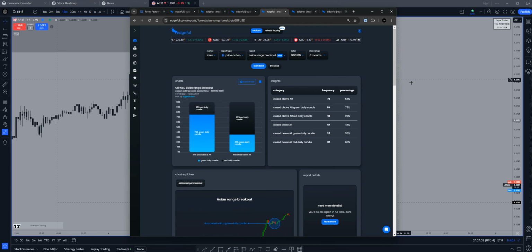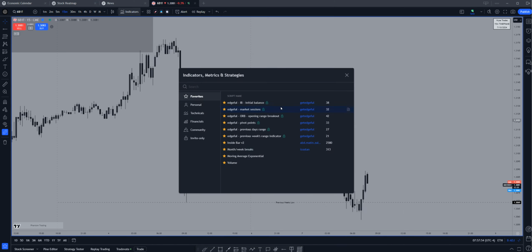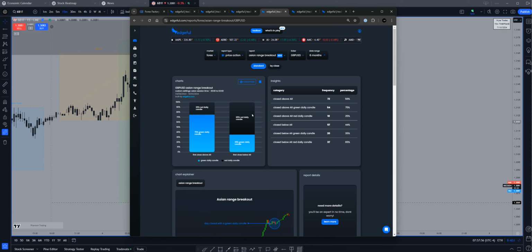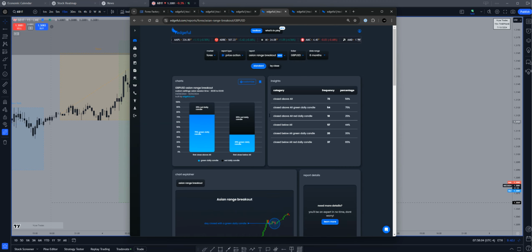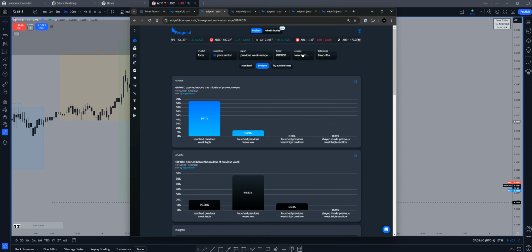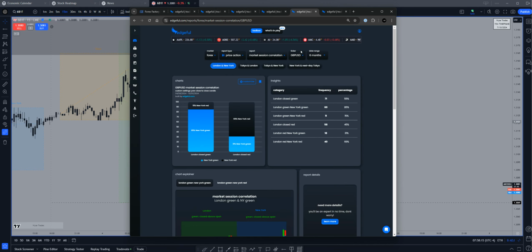We will look at, again, one of my favorite Edgeful reports. We'll put on the market sessions as well. This is the Asian range breakouts. And you'll notice that we don't have a time window toggle or a session toggle. That's because this is just focusing on Asian session data specifically. So if you're using Edgeful or you're considering using Edgeful, just be mindful of the sessions that you have, because it's going to factor in that data.